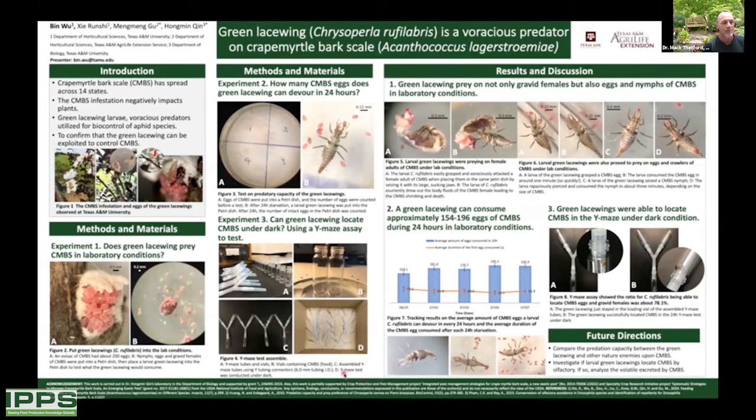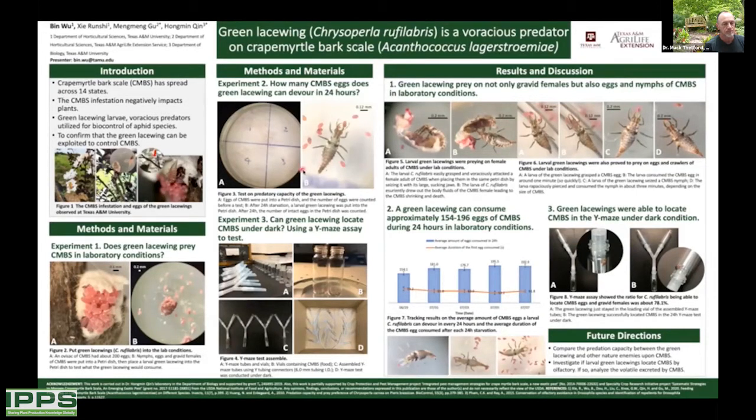So we put a green lacewing larva into a petri dish, which contained lots of fresh eggs, nymphs, and gravid females of crepe myrtle bark scale. Then we found that the green lacewing larva can prey on not only relatively large gravid females, but also some tiny stuff, including eggs and crawlers.